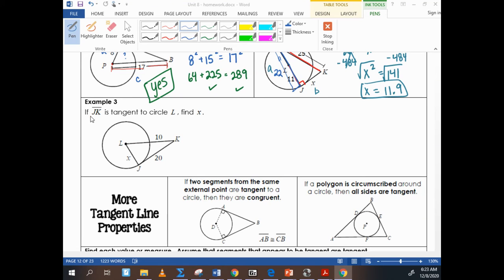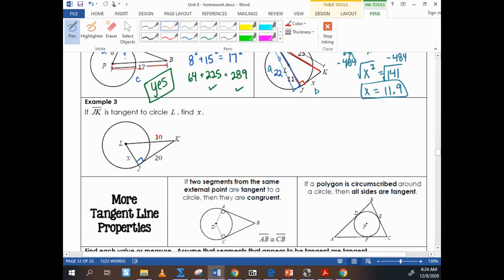All right, for example 3, they've also told us that this line is tangent. So JK is tangent. That means it makes a right angle here at that point of tangency. Okay, we need to find x. Now, this one again is kind of a trick question.